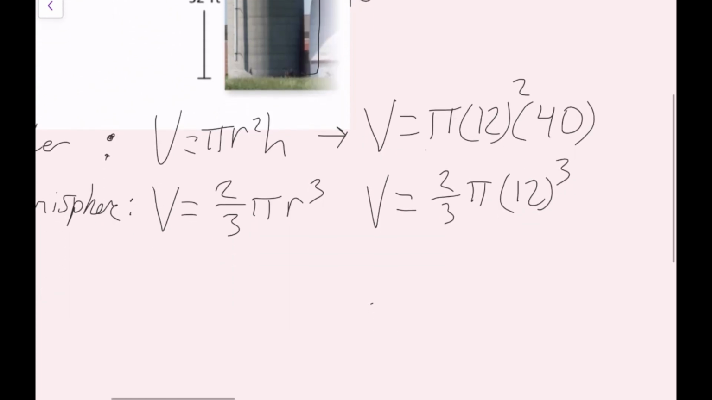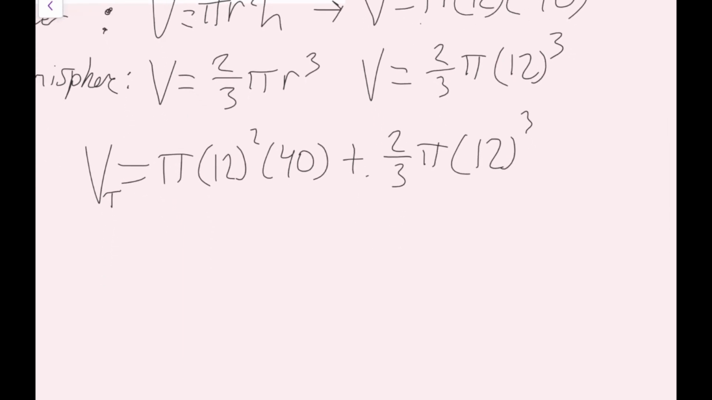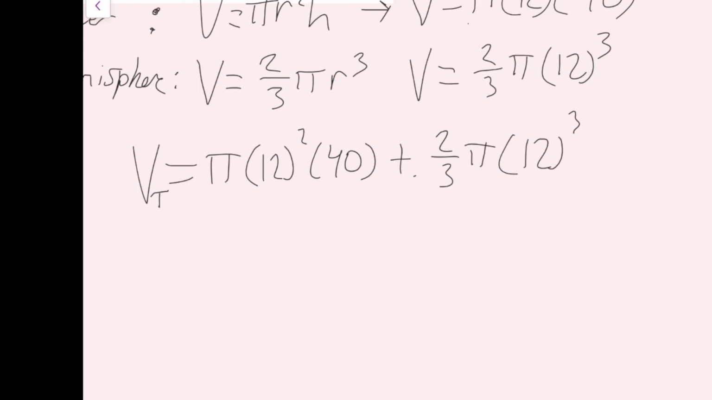Okay, and then when we add these up, that's going to be the total volume. So we get our total volume, V sub t for total, is equal to pi times 12 squared times 40 plus 2/3 pi times 12 cubed. So now I'm just going to plug this into my calculator because it says to round to the nearest 1,000.